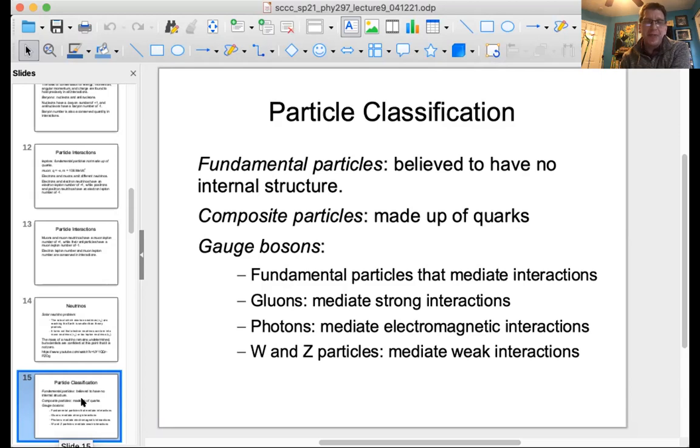And another type of fundamental particle that we're going to introduce are called gauge bosons. So these are fundamental particles that mediate interactions. So a photon is an example of a gauge boson. The gluons that we showed in the diagram, they mediate the strong interactions. So those are gauge bosons. And the W and Z particles mediate the weak interactions.